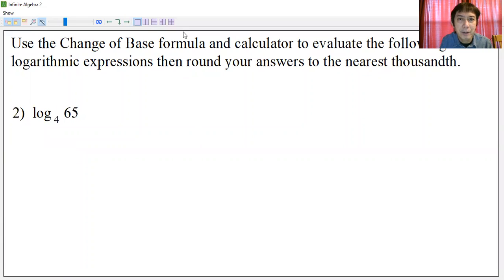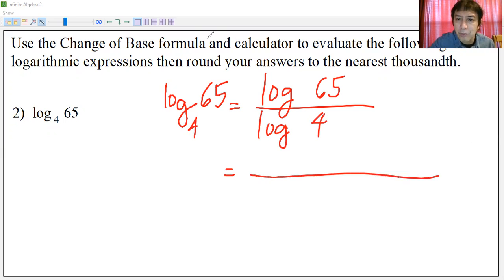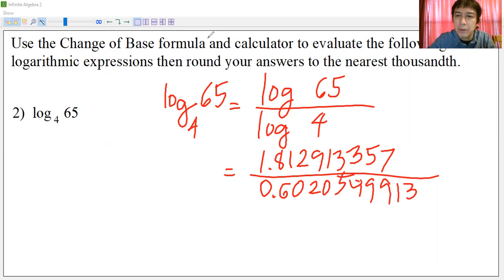Okay, here's the second. Use the change of base formula and the calculator. So the given is logarithm 65 base 4. And you can make use of logarithm of 65, a logarithm of 4. And so we get these values from our calculator. Logarithm of 65, this will be 1.8129133357. And then we take on the logarithm of 4. This will be 0.6020599913.